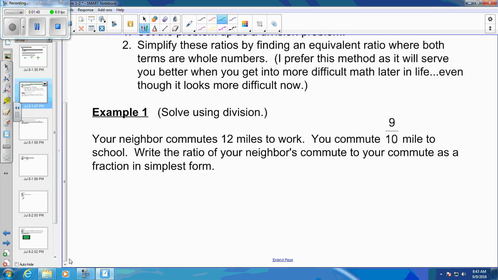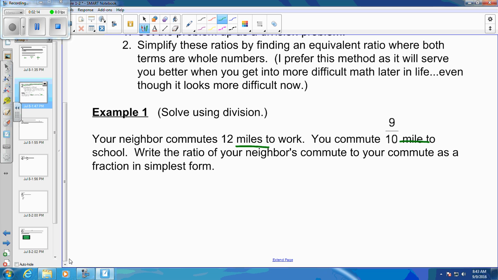So let's look at this example. We're going to solve it using long division. Your neighbor commutes 12 miles to work, and you commute 9/10 of a mile to school. Write the ratio of your neighbor's commute to your commute as a fraction in simplest form. The first thing we need to look at, we're in miles and we're in miles. So our units are the same. So now we're ready to write a ratio.